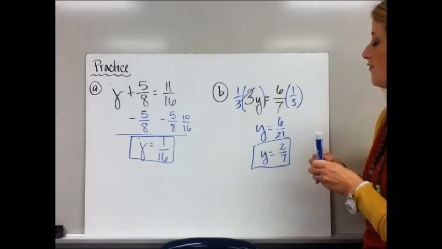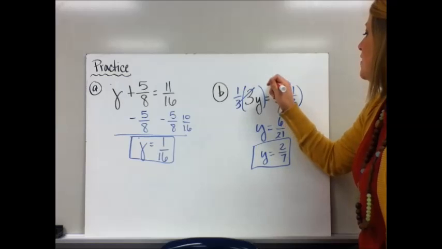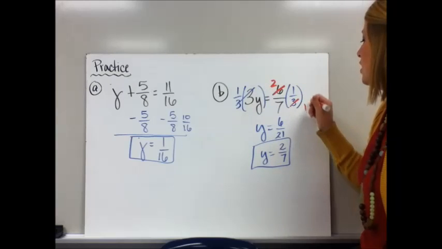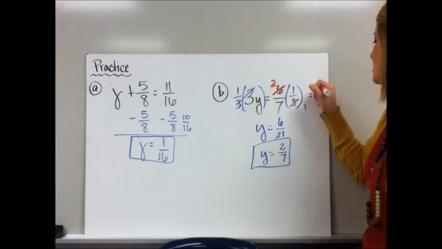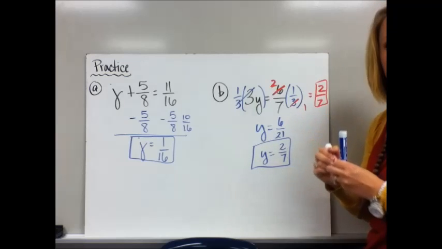You may have cross-simplified up here. And that became 2, and that became 1. 2 times 1 is 2. 7 times 1 is 7. And you went ahead and got 2 over 7 that way.